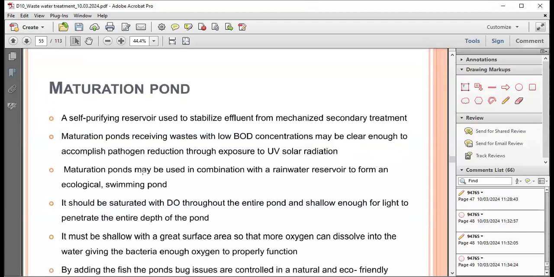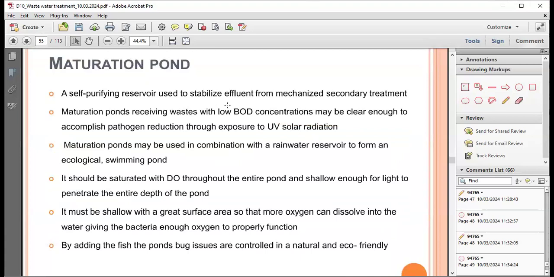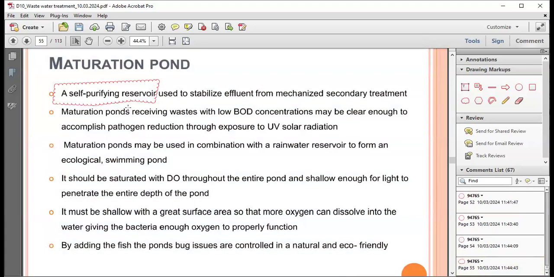The natural pond, the self-purifying reservoir, used to stabilize effluent from the mechanical secondary treatment. Self-purifying reservoir, used to stabilize effluent from mechanical secondary treatment.